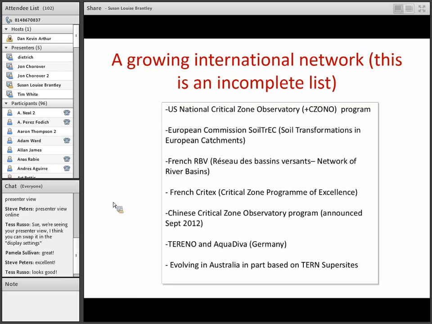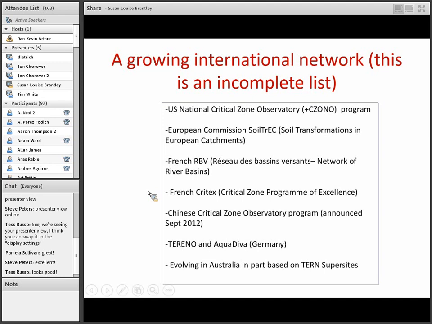Tim White has worked to build something called SiteSeeker, which you can find on czen.org. What he's been trying to do with this is think about how this network really allows us to explore all the different variables and think about how we can find sites for particular variables.